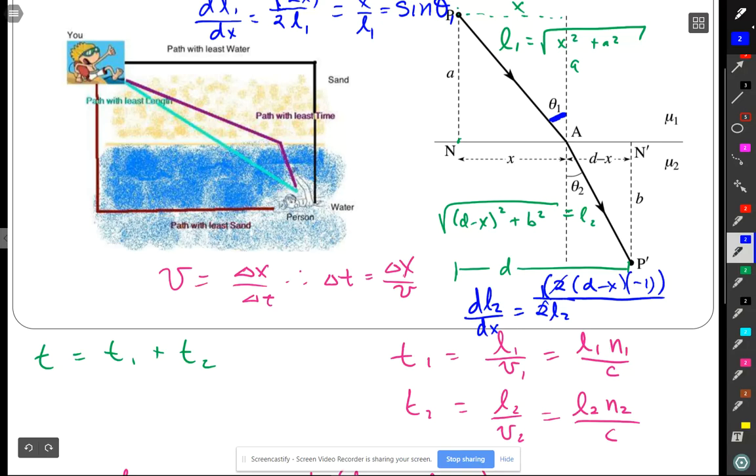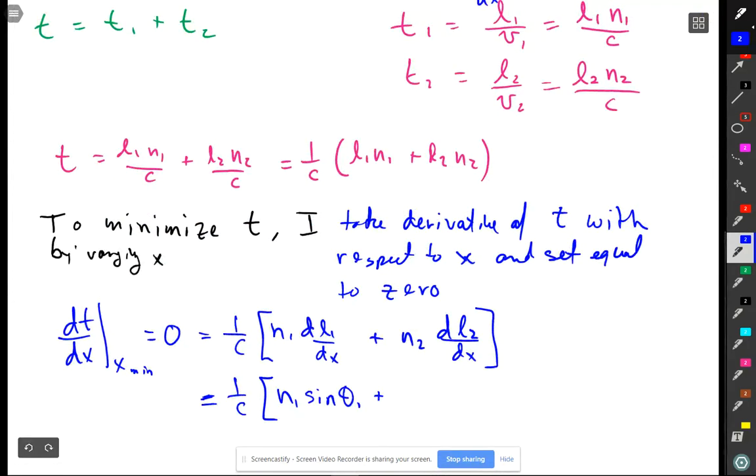So minus (d minus x) over L2. If we look at our picture, d minus x is this distance here. L2 is the hypotenuse. So what is (d minus x) over L2? Sine theta 2. But we can't forget the minus sign. So this is equal to minus sine theta 2. So plus n2 times minus sine theta 2.